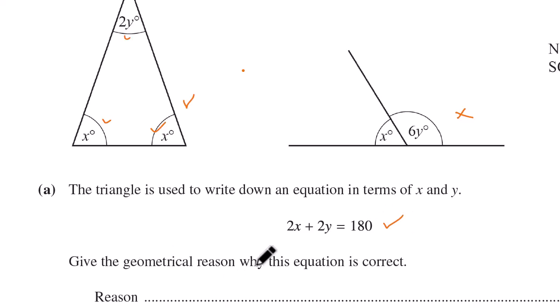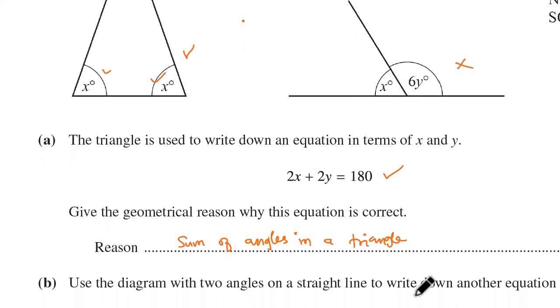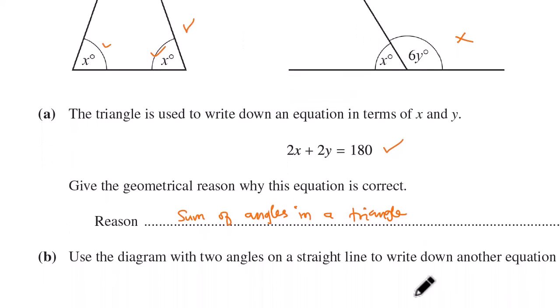Now it says give a geometrical reason why this equation is correct. I just told you that is sum of angles in a triangle. Simply that and nothing else. Sum of angles in a triangle sums up to 180. You can complete the statement, or you can even stop this way. You will be correct.